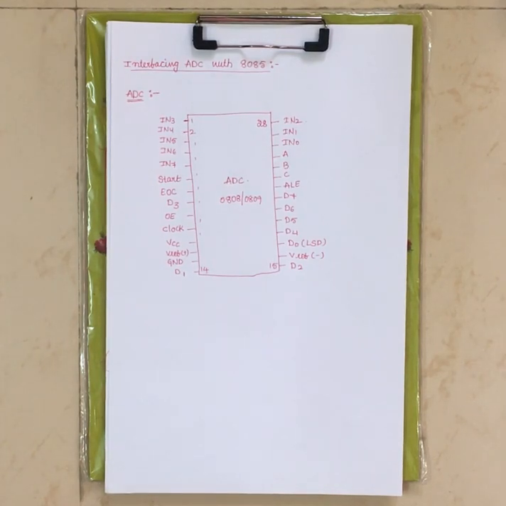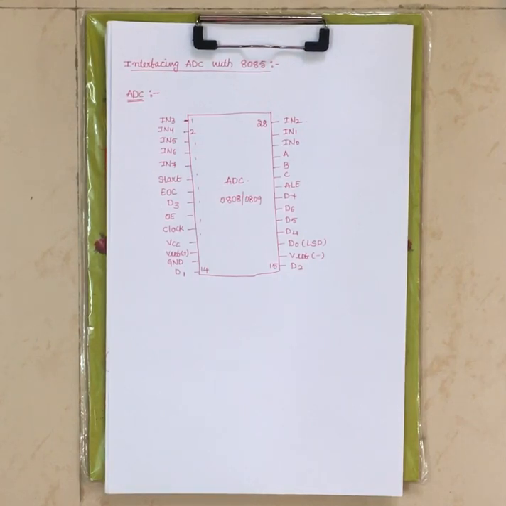Now coming to the next lecture, that is interfacing of ADC with 8085. In the previous lecture we have seen interfacing of DAC, digital to analog converter, with 8085 using PPI, nothing but the general purpose IO, that is 8255. Now in this lecture we will see the interfacing of analog to digital converter, ADC, with the basic microprocessor, that is 8085.